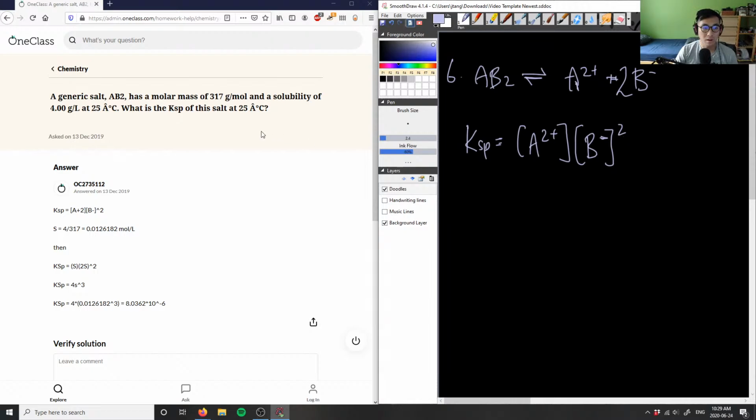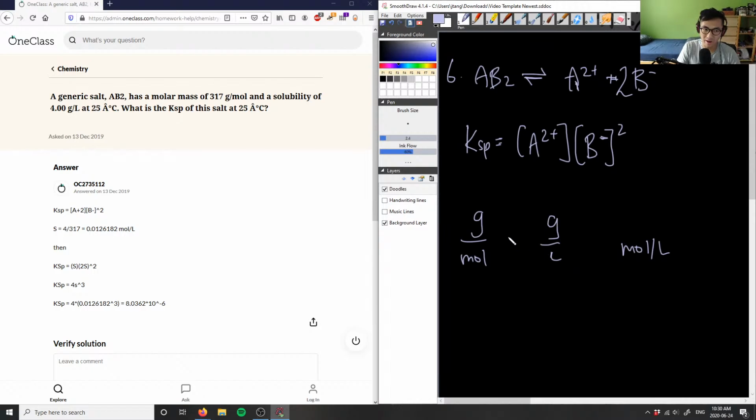So what do we have? We have a molar mass of 317 and a solubility of 4.0 grams. What we want to figure out is the Ksp, right? So we want to find out first the concentration of these guys here. So how do we figure out concentration? Well, we have our molar mass here, which is grams per mole, and then we have the solubility, which is 4.00 grams per liter, right? And we want to get moles per liter because that's going to represent our concentration.